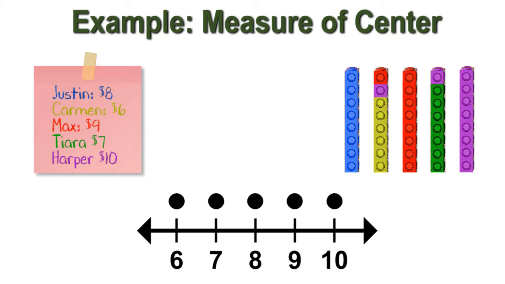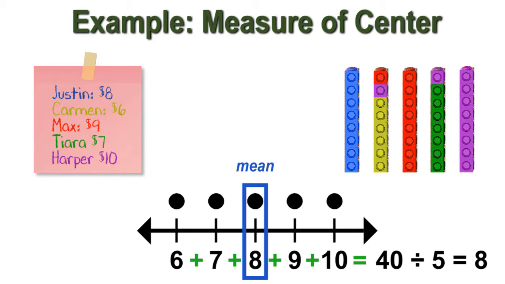The mean can also be found by finding the sum of all the data in a set and then dividing by the number of data pieces in that set. We can take the earnings of each friend and find the sum of the earnings. We then divide the sum of 40 by 5, which is the number of data points. 40 divided by 5 equals 8. The mean of the data set is 8.